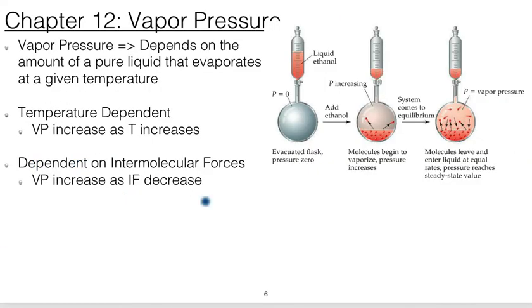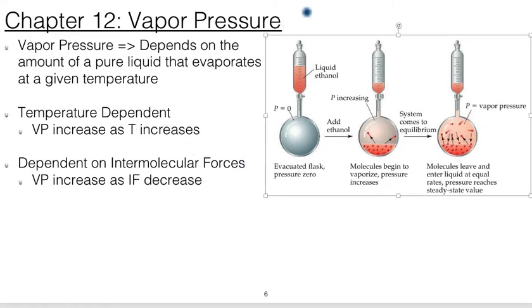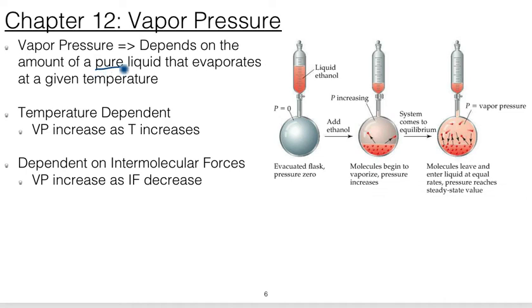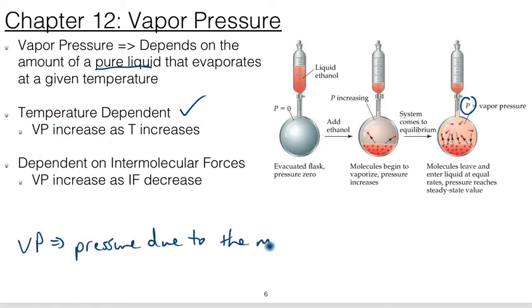The last concept I want to talk about in this second video is vapor pressure. Vapor pressure is associated with a pure sample. It's the pressure that forms above the liquid state of the sample. That pressure is a function of how many molecules are in the gas state. It is temperature dependent, meaning as you increase the temperature, the vapor pressure increases.